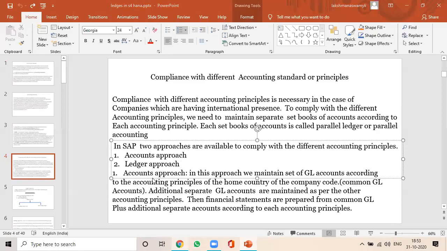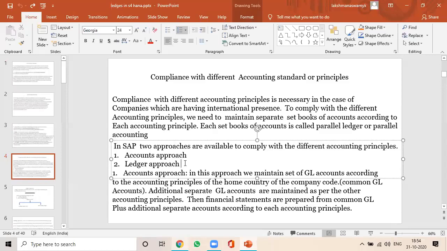So in SAP, in order to meet the legal requirements of different accounting principles, SAP provides two approaches. One is the accounts approach. Number two, the ledger approach. Generally, we don't follow the accounts approach. These two approaches are available from ECC 6.0 onwards. Before ECC 6.0, in order to meet the requirements of different accounting principles, we had a concept called special purpose ledgers. Now special purpose ledgers are obsolete from ECC 6.0.